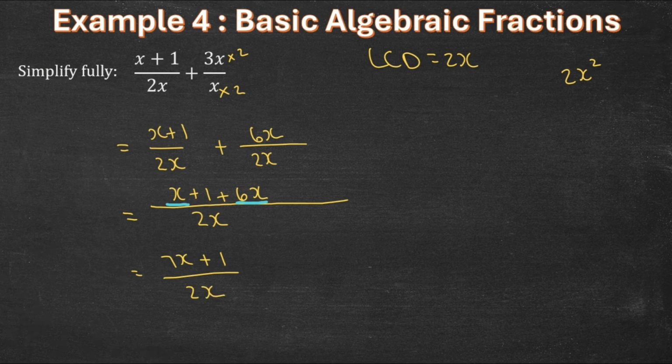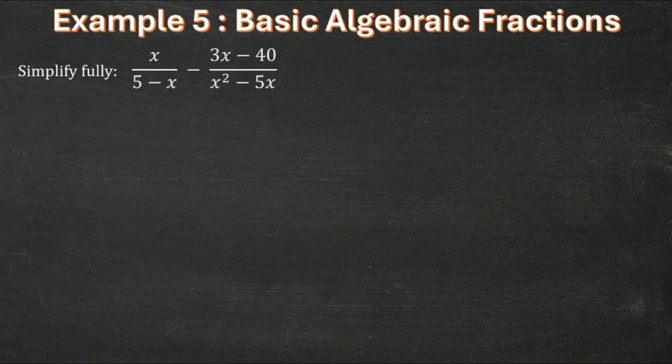I cannot simplify this any further. I cannot cancel any terms. And why is that? Because I have terms at the top, and the rule states that I cannot cancel if I have individual terms. So this is the final answer.